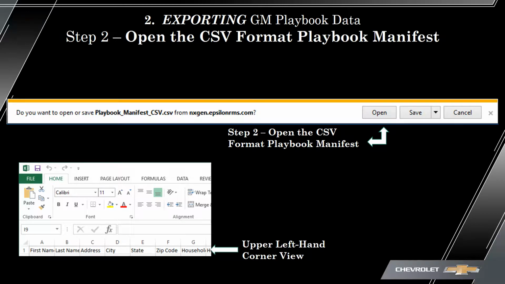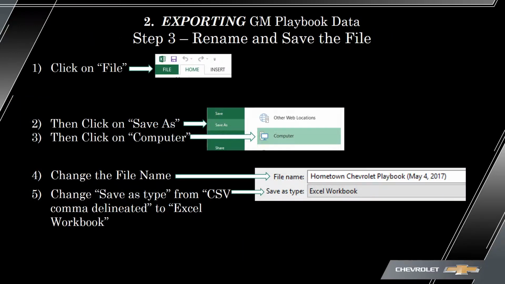Playbook consists of all customers who bought new from your dealership and still own the vehicle. Often it's several thousand customers or households. It'll take, as I said, a few minutes. Once you get it, you'll see this bar across the middle. Click on Open. That'll get you to a CSV formatted spreadsheet, and I provided an upper left-hand view of the typical spreadsheet, what that looks like.